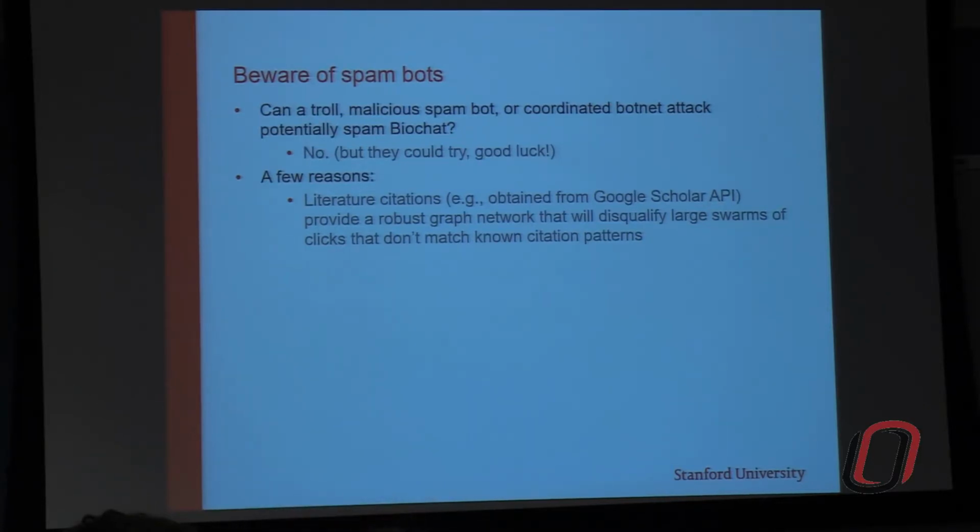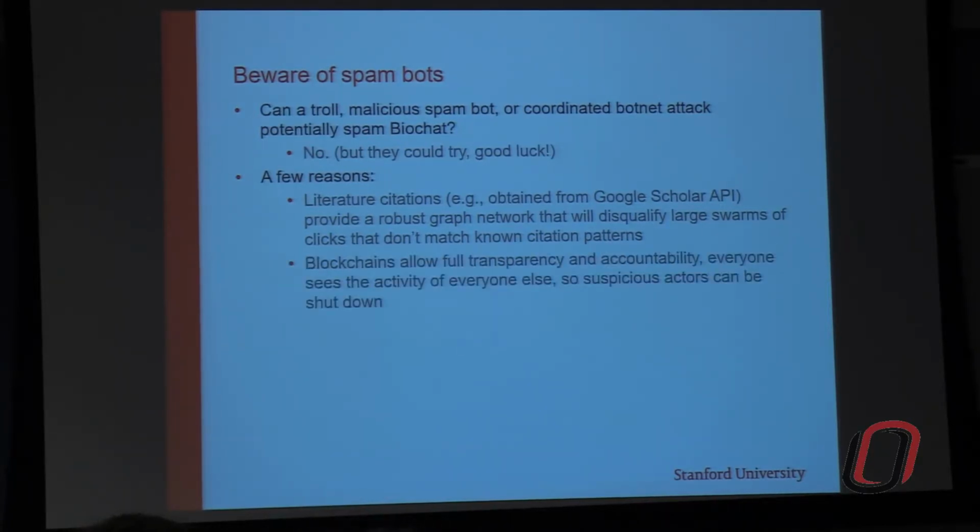So what we did was we tried to train these spam bots to actually think like biologists and train them on the citations to go the other way around. And again, it doesn't work because with blockchains, everything's fully transparent and you can shut down IPs as soon as you see a flurry of activity that is totally random and not matching the query. So you can't actually spam Biochat, which is really cool.